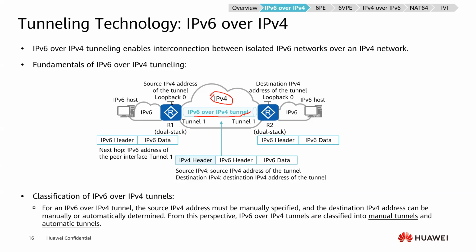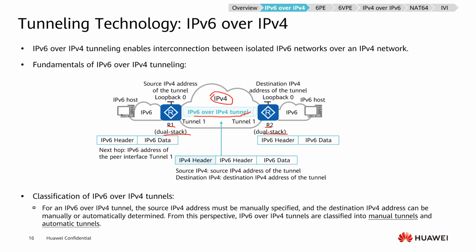And the process of how this tunnel transfers the IPv6 traffic is as follows. First, R1 and R2, these two border devices, need to establish dual stack. That means dual stack needs to be enabled on the border devices, R1 and R2. And then you need to configure an IPv6 over IPv4 tunnel.